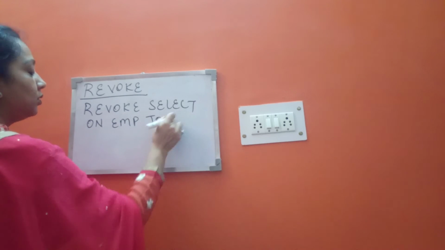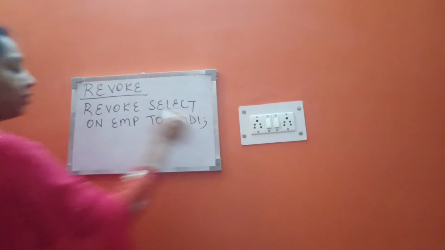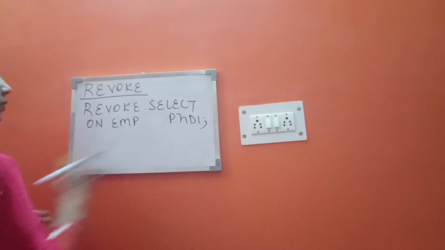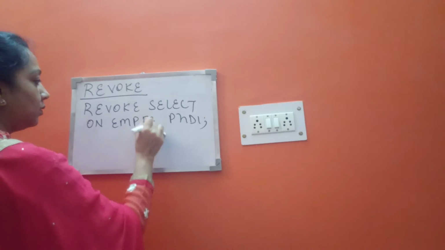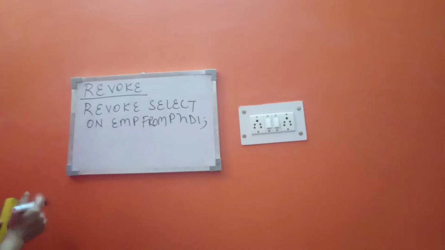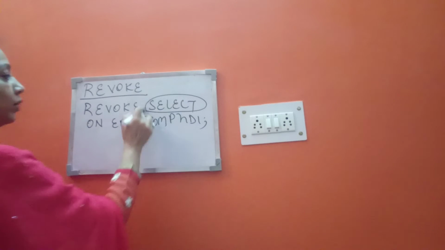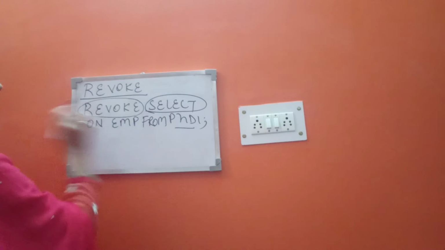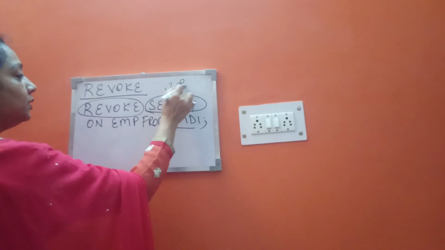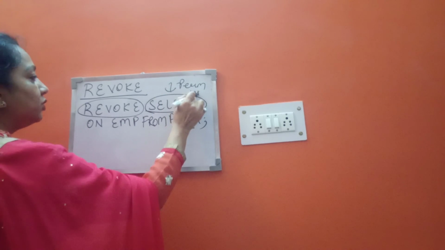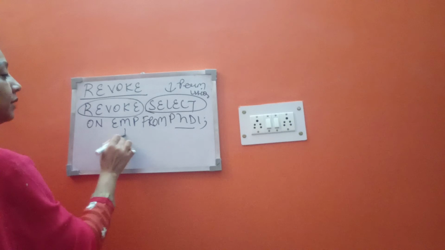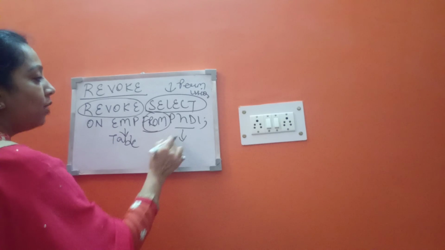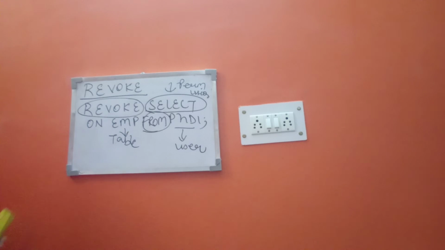to, sorry, from PhD1. So I say, now I don't want to give this user this select permission. So I say revoke. Revoke means take away the permission. Which permission? The select permission or the select privilege. On which table? On the employee table. From which user? From the user PhD1.